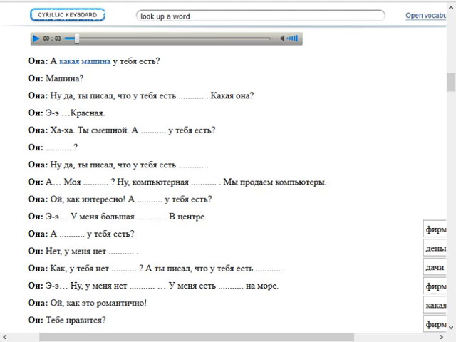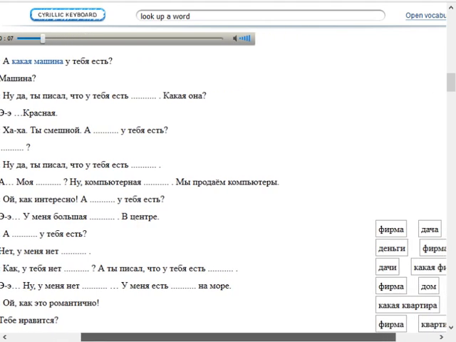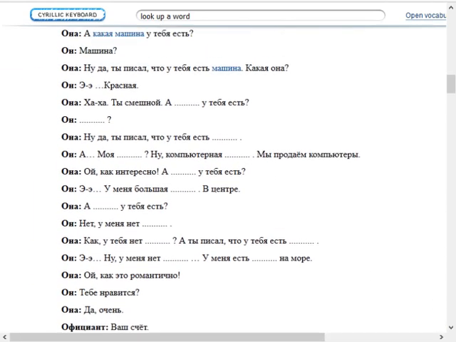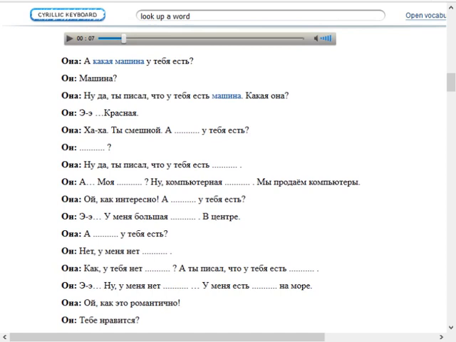Машина? Car? Ну да, ты писал, что у тебя есть машина. Where's it down here? So, ну да, ты писал, что у тебя есть машина. Well, yeah, you said that you have a car. Какая она? Which one is she? Машина, because it ends in an а, is feminine. So какая она is like literally which one is she or which car.